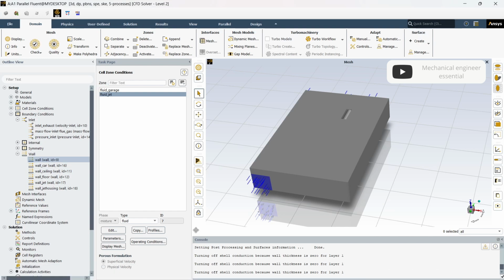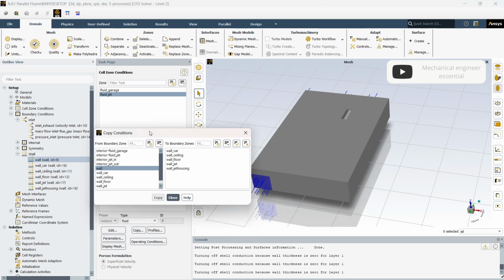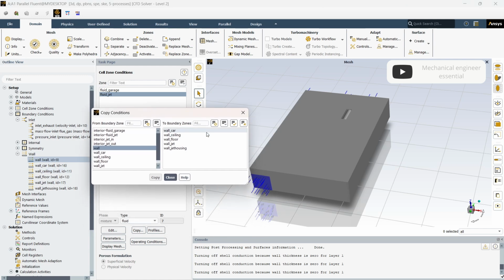After fully configuring the boundary settings for the wall, we can save time and ensure consistency by copying those settings to other similar wall surfaces in the model. To do this, we go to the Boundary Conditions pane and select the Copy option. In the dialog box, we choose Wall as the source boundary zone. This is the zone from which all the settings will be copied.